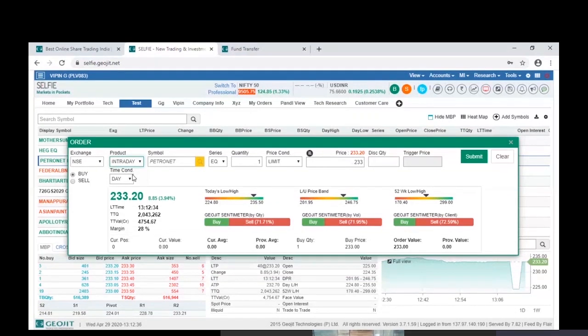Intraday will be available only till 3:10 at the customer end, and after that the system will take over, and if you have not squared off the intraday position, it will be squared off by the system.